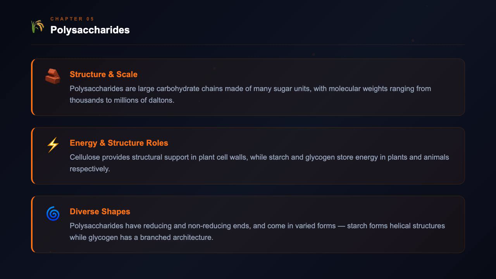Polysaccharides have different structures, with two ends, a reducing end and a non-reducing end. They also come in different shapes, such as helical structures in starch and branched architectures in glycogen.